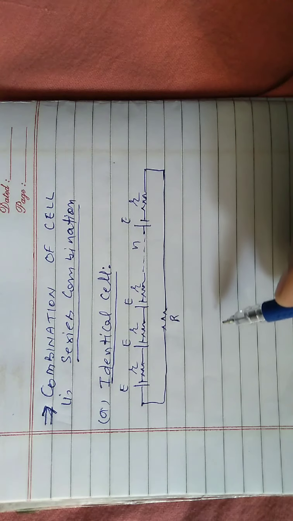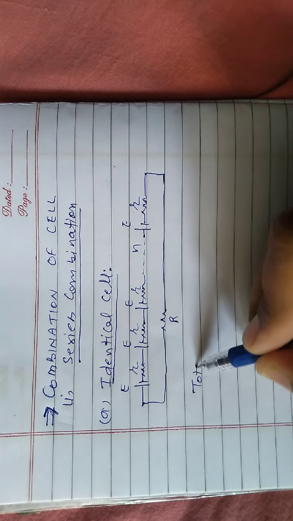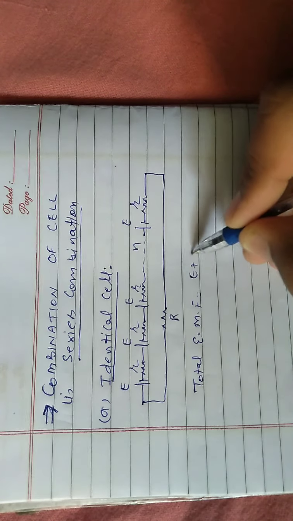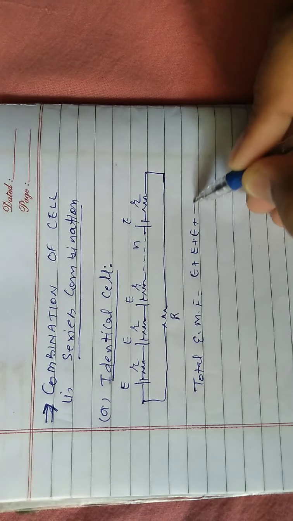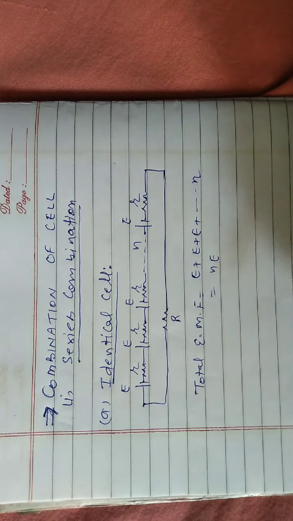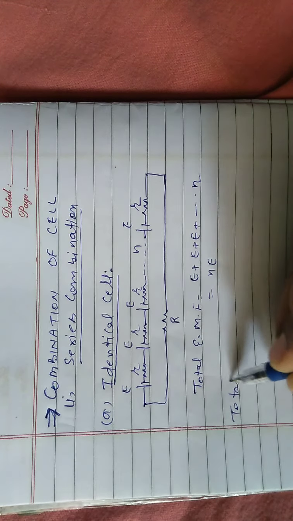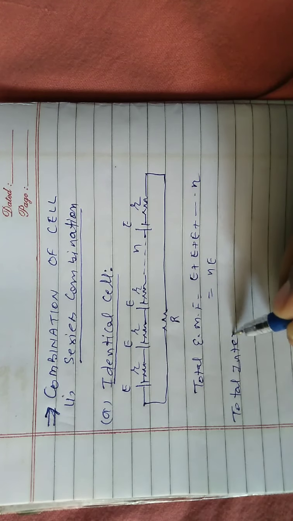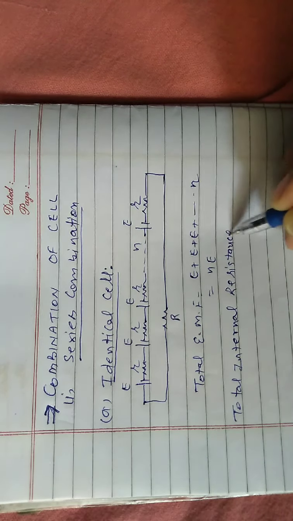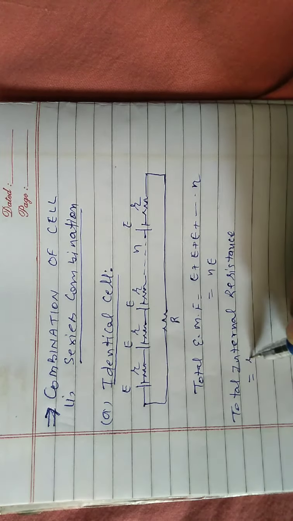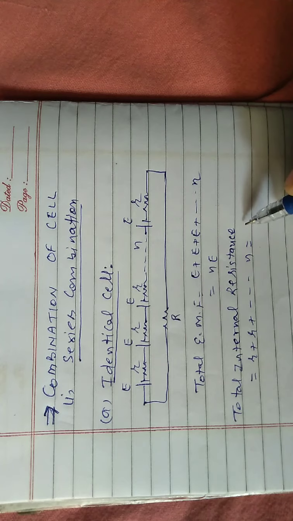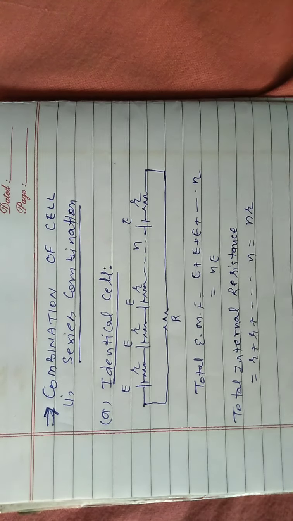In series combination, total EMF is E plus E up to n cells, so total EMF will be nE. Total internal resistance in series combination is small r plus r up to n. We have n number of cells, so total resistance will be n into r.